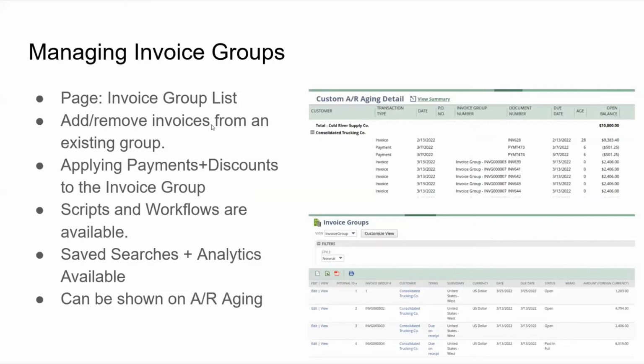Okay, so now you've created invoice groups. How do I see them? One would be page calling invoice group list. This will give you a list of all of your invoice groups. You can do a couple things. If you create an invoice group and look at it and it's like, oh, we need to remove this one invoice for whatever legitimate reason, you can do that. You can edit the invoice group and remove invoices or add new invoices to it.